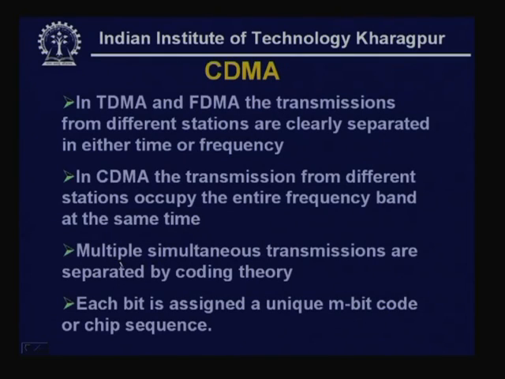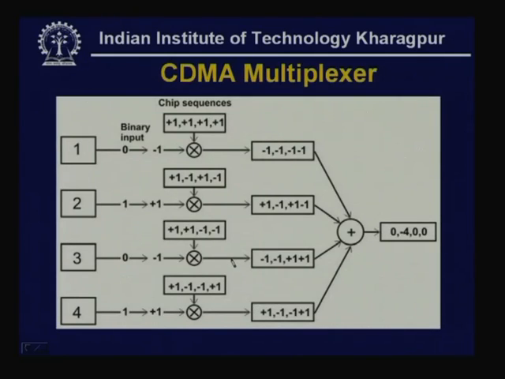Now, it is possible to have multiple simultaneous transmissions separated by coding theory. So, we have to use some kind of coding theory, so that it is possible to have multiple simultaneous transmissions which can be separated. What is being done? Each bit is assigned a unique m bit code or chip sequence. That is the basic idea. That means each bit of a channel is assigned a unique m bit code or chip sequence. As you can see, how the multiplexing is being done is shown here.